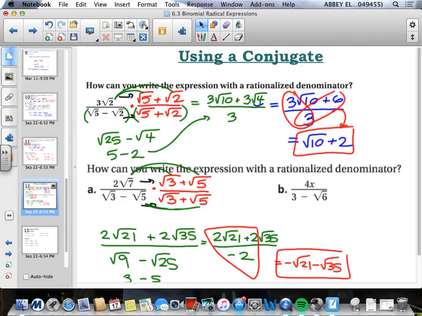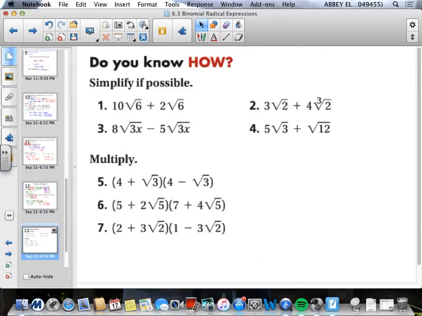Let's save B for tomorrow, and we'll open up class with that problem. Okay. So the last slide is a "do you know how," but we're going to skip that for now, and we're going to go straight into the 6.3 worksheet. I will have designated problems for you to do on that worksheet that you will work on the rest of class, and then you also have the 6.3 book work.